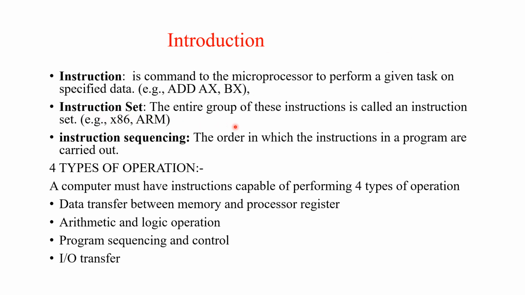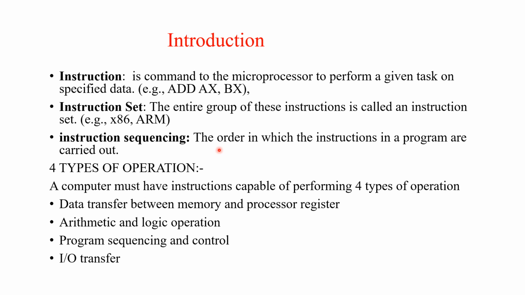For example, x86 and ARM have their own unique instruction sets. An instruction set defines the capability of the processor, such as arithmetic operations, data transfer, and control instructions. Instruction sequencing is the order in which the instructions in a program are carried out.